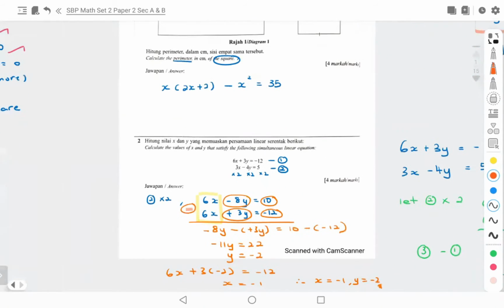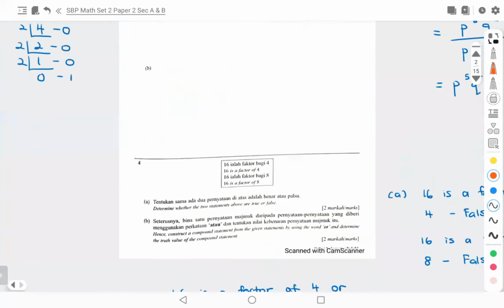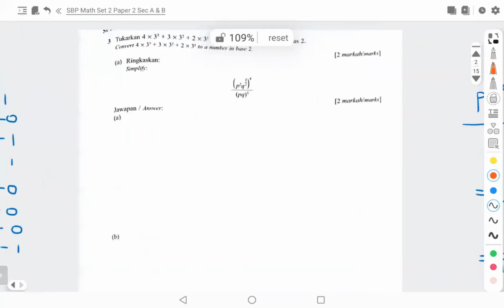In Form 5 later, you will learn another method which we call the matrix method. You can use matrices to solve simultaneous linear equations also. So you will be provided 3 methods. Just to let you know. That's number 2. So we move on to number 3.